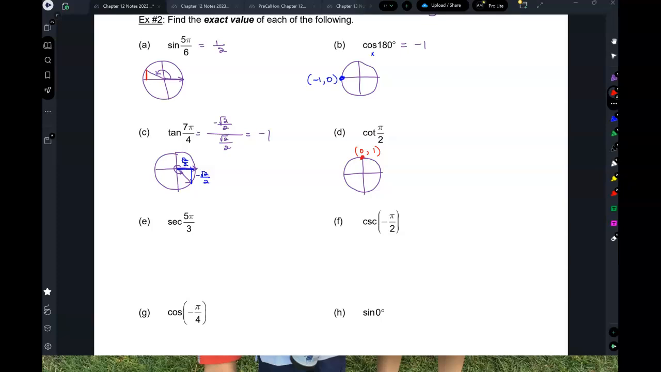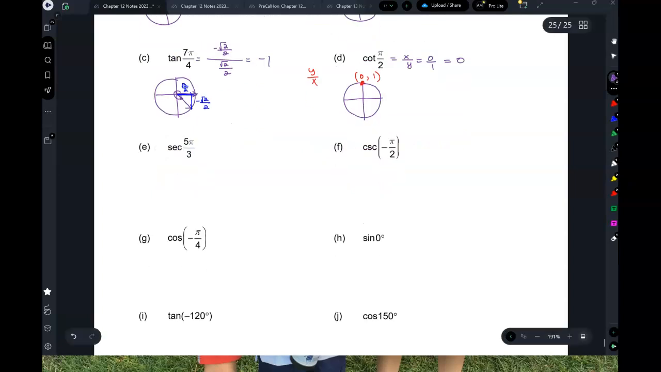Now, cotangent. Okay, you with me? Okay, cotangent. Right. So, okay, listen. Tangent is y over x. Cotangent is x over y. It's 0 over 1, 0. Okay? Okay. All right.